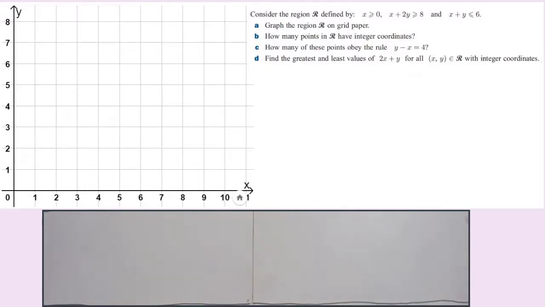I think B, C and D will become a lot easier once we actually have a look at the region. So we need to graph these three separate lines really. If we are interested in x is greater than or equal to 0, we need to really draw the line x equals 0. Also, because it's greater than or equal to, that means it's a solid line. Anything greater than or equal to, less than or equal to, solid line. If it's greater than or less than, that's your dashed line. So all of these are going to need a solid line, so that's quite handy.